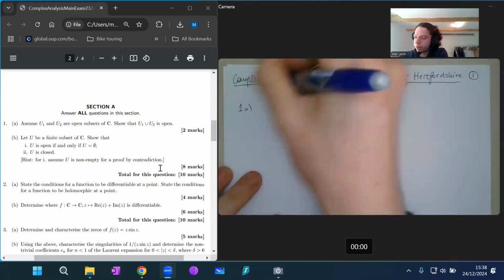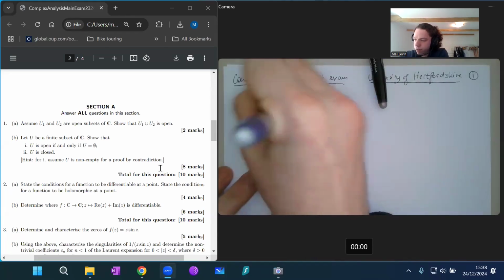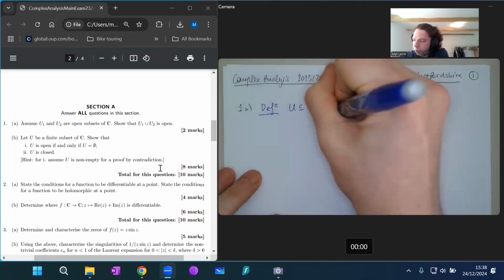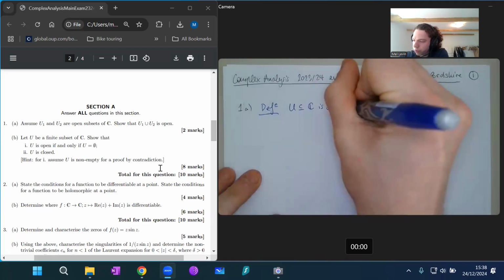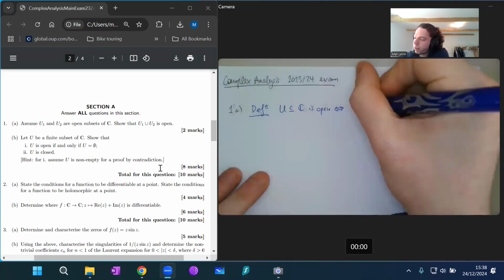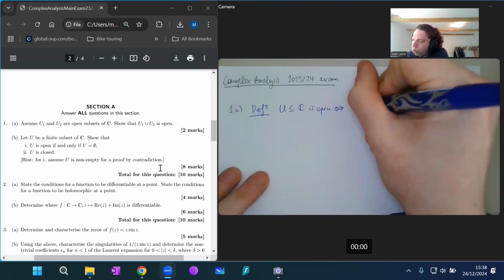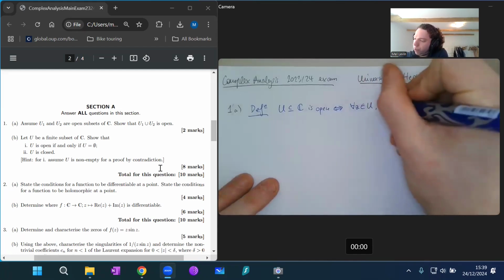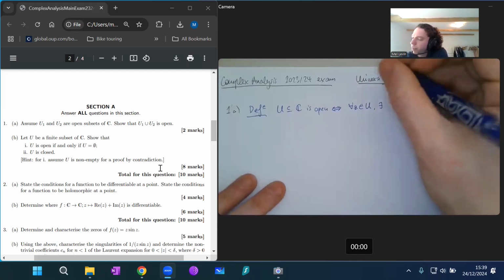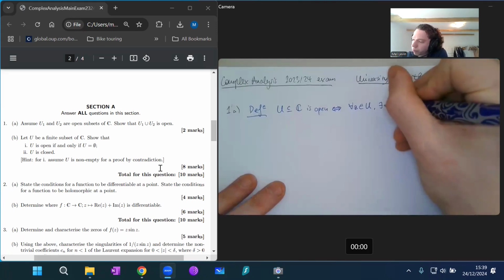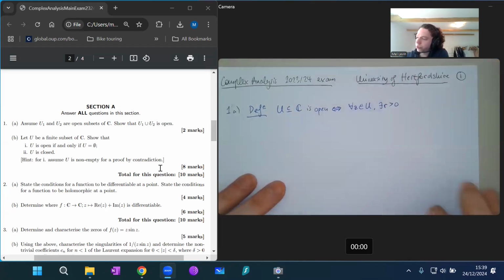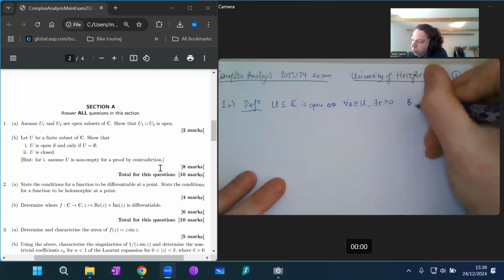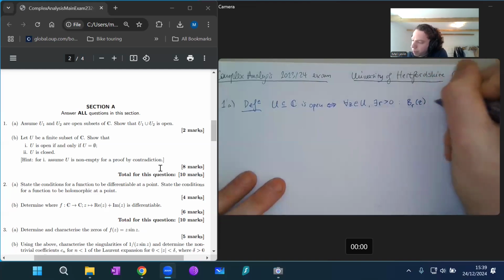Definition: U, a subset of C, is open if and only if for all Z in U, there exists a radius R bigger than naught, such that the ball of radius R centered at Z.